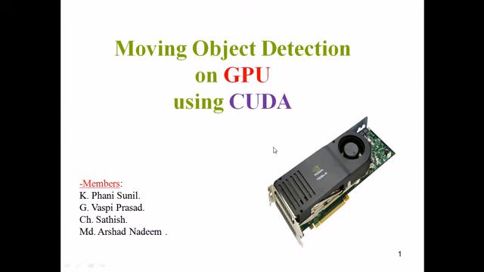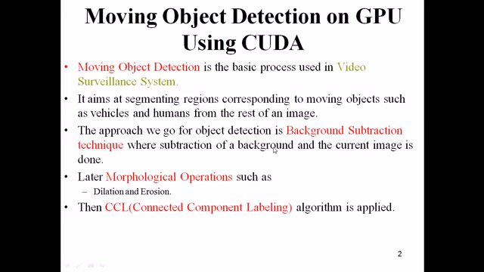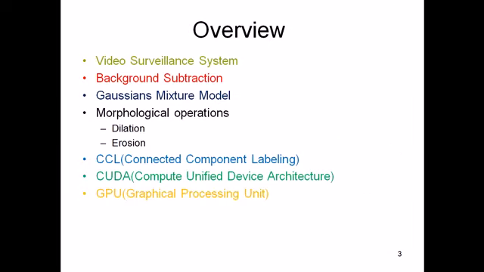The title of our project is Moving Object Detection on GPU using CUDA. Our project finds its application in video surveillance systems. The three steps involved in our project are background subtraction technique, morphological operations, and connected component labeling. Overview: video surveillance system, background subtraction, Gaussian mixture model, morphological operation, CCL, CUDA, GPU.